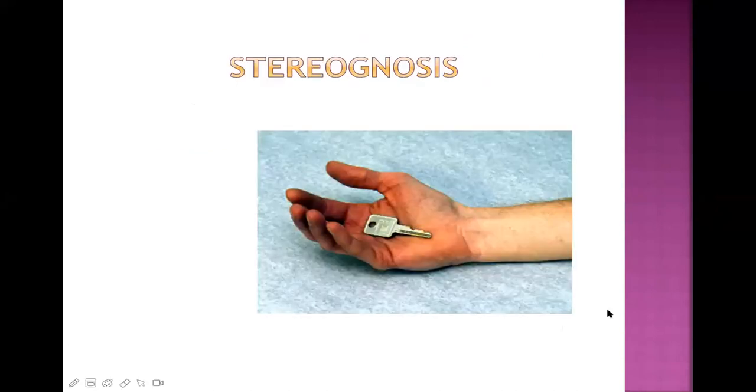This is stereognosis. Now see that. Again, ask the patient to close the eye and put something on the palm, and the patient will feel it and then tell you which object this is. So this is called stereognosis. This is also the function of the dorsal column tract.